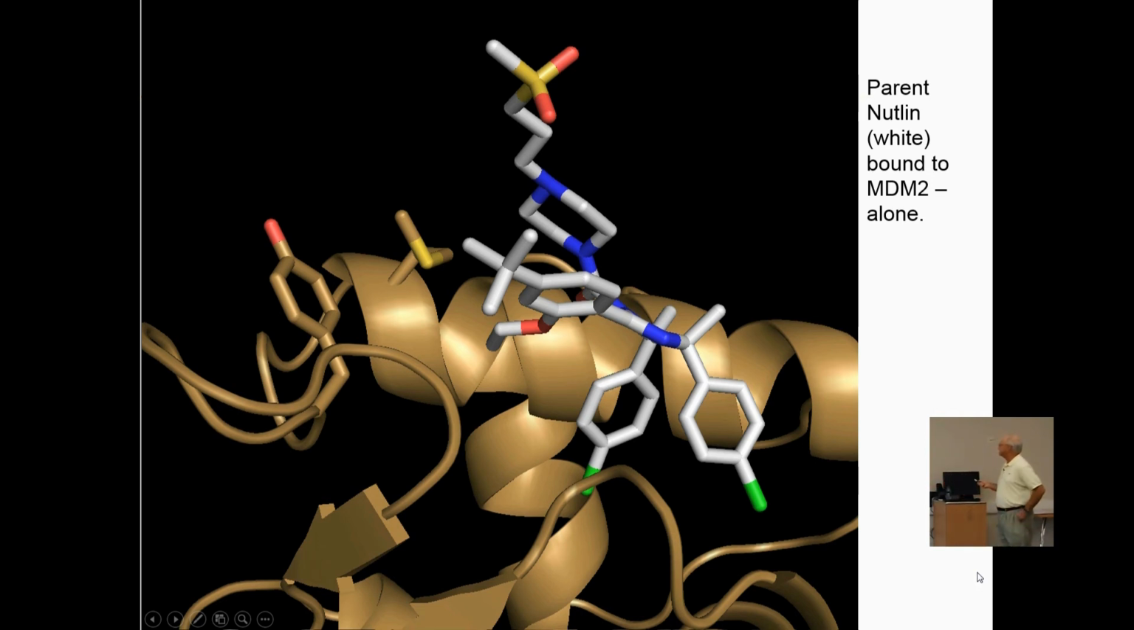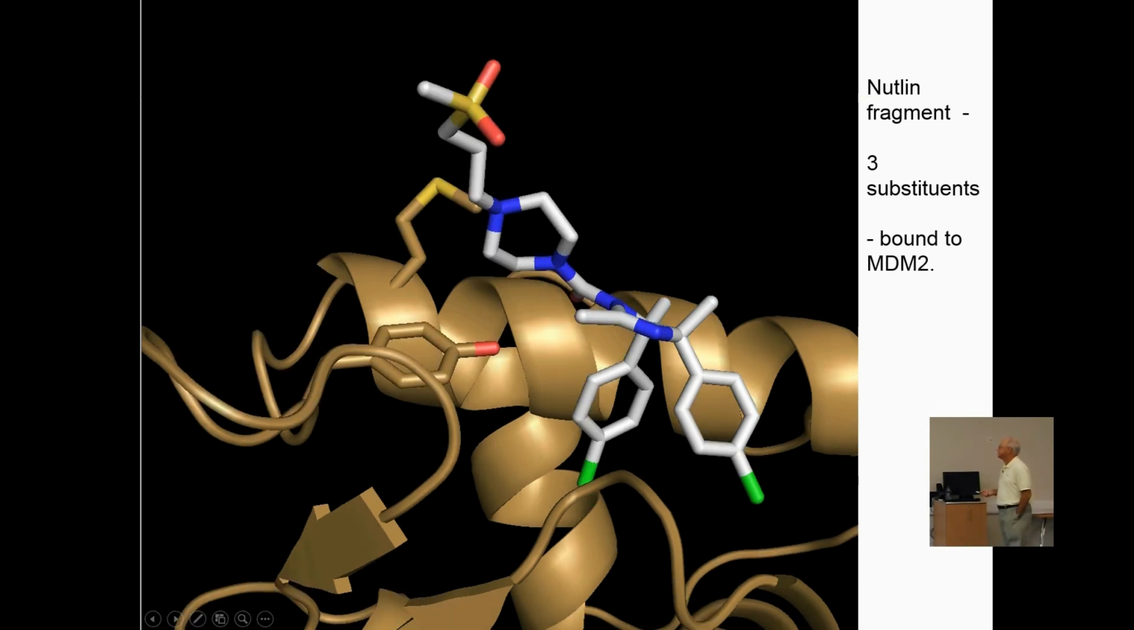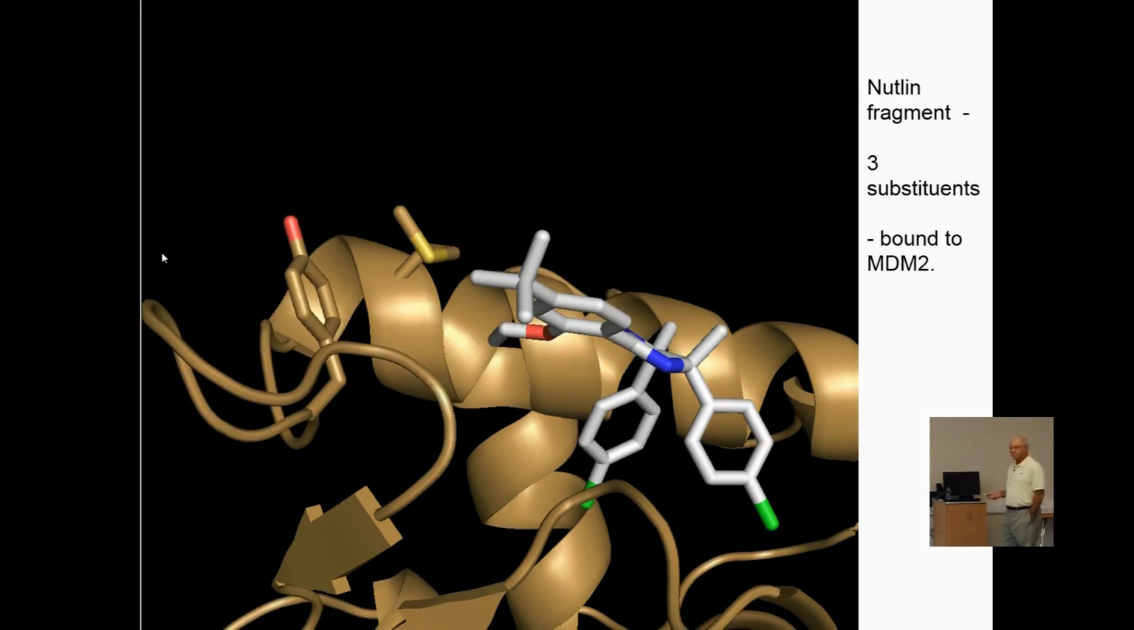Here's another one with 3 substituents, this time missing the A ring. And in this case, the MDM2 overall hasn't changed much, although this tryptophan has kind of changed position to fill the hole created by the lack of this ring in the Nutlin. But overall, the MDM2 doesn't change much. And then here is the fragment with two substituents. And again, even it is binding in a very similar way to the parent, with just these two substituents. So this seems to be the smallest fragment that retains decent binding affinity, and it seems to be binding in the same way that it does in the parent.